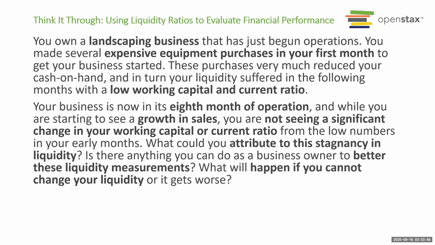So let's say you have a landscaping business, you just began operations. You purchase several pieces of equipment in the first month to get your business started. These purchases reduced your cash on hand, and in turn, your liquidity suffered the following months with low working capital and current ratio. Your business is now in the 8th month of operation, and while you are starting to grow in sales, you're not seeing a significant change in your working capital or current ratio. What could attribute to this stagnancy in your liquidity?